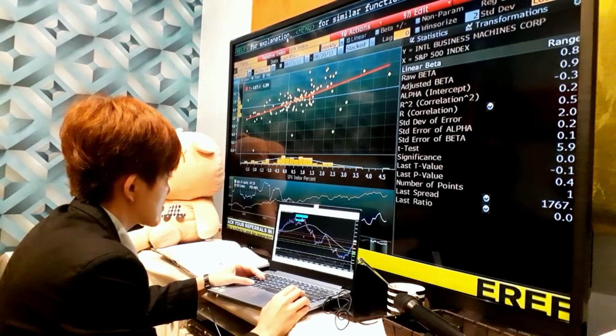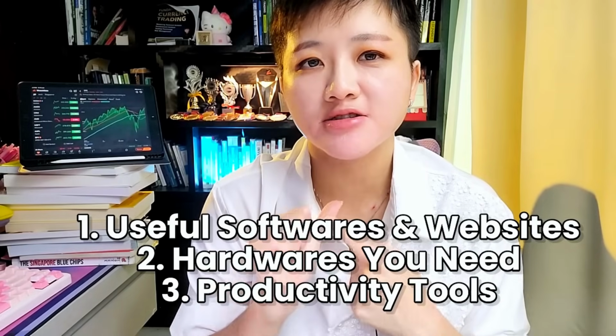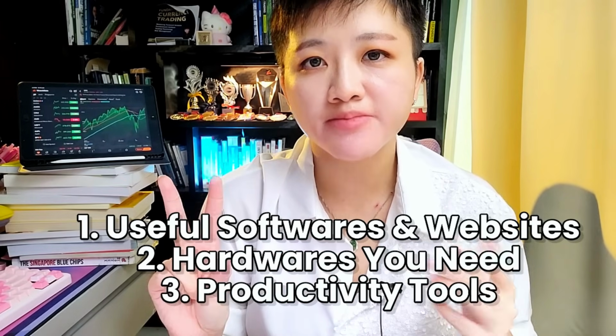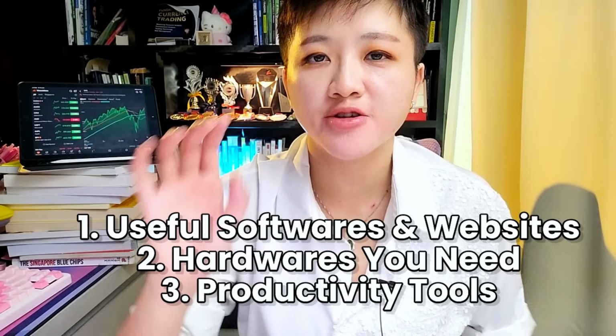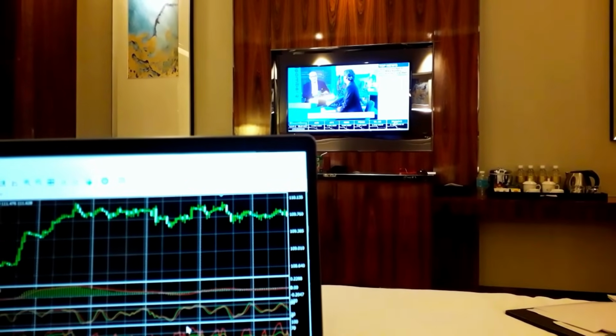So this is a very simple trading setup at home for beginners. First thing first is the software. Then later I'm going to talk about the hardware. Then at the end, productivity tools to make you more profitable. Okay, the software. What is a good charting platform for you to analyze your chart before you enter a trade?